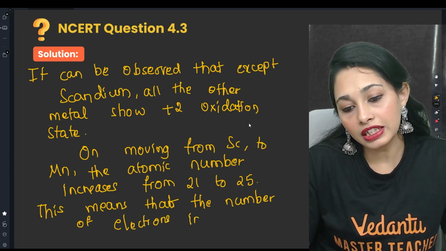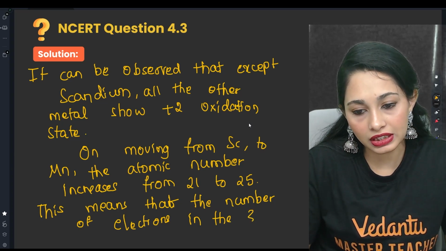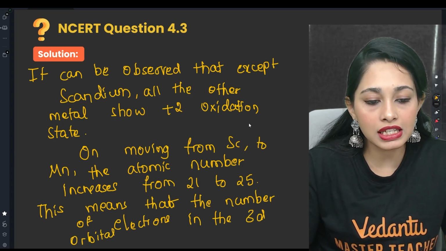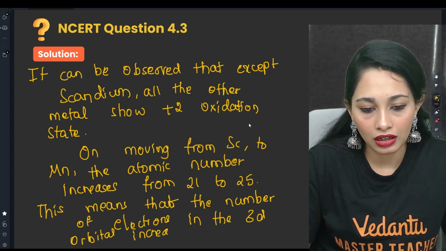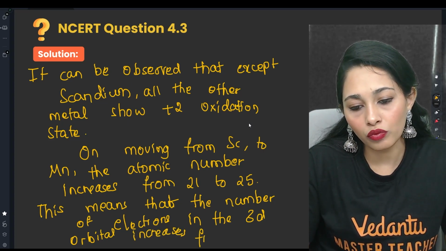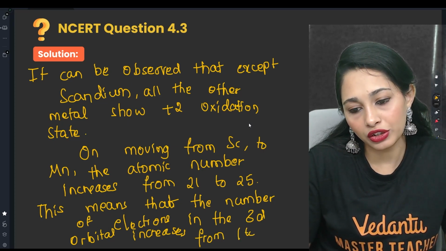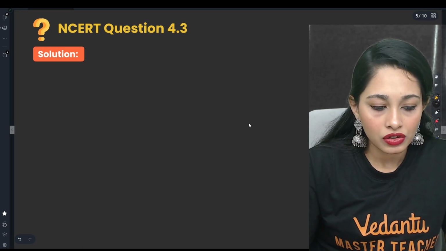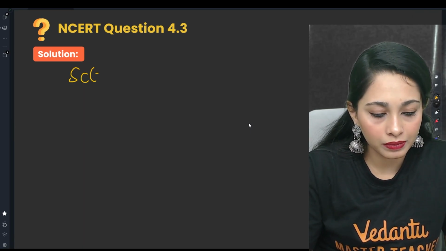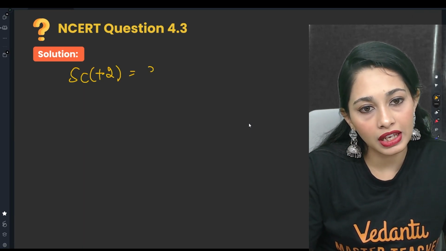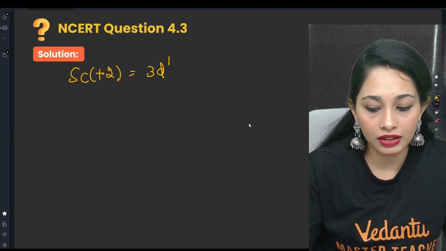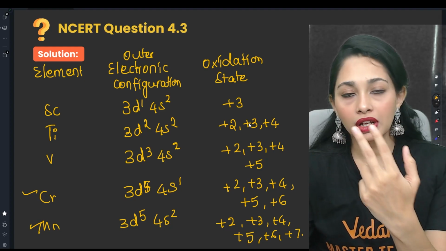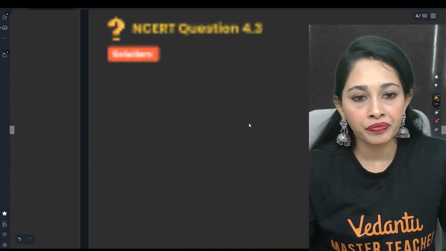in the 3d orbital increases from 1 to 5. Alright. So, scandium 2 plus: the electronic configuration is going to be 3d1. See here, 3d1. 2 electrons are removed from 4s.